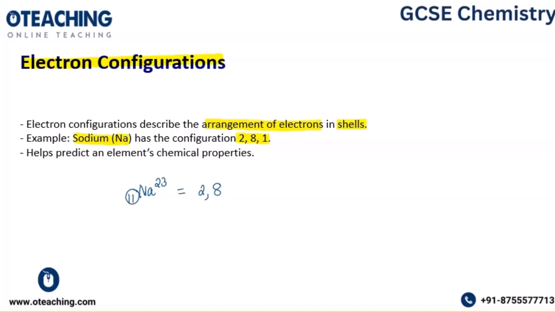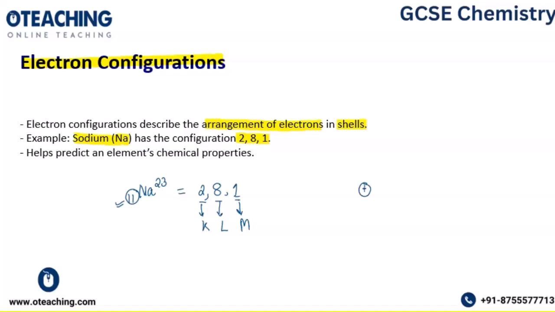Just 1 electron is left. So 1. However, the third shell can also occupy 8 electrons, but we need to occupy only 11 electrons. So the electronic configuration would be 2, 8, 1. 2 in the K shell, 8 in the L shell and 1 in the M shell.